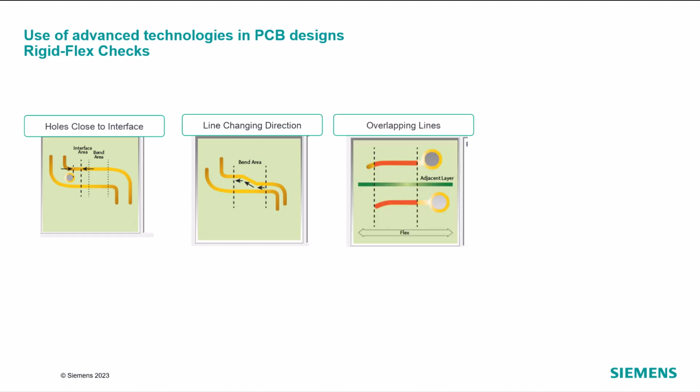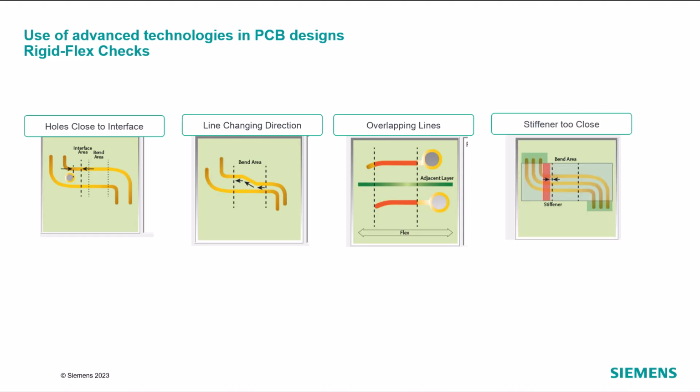Overlapping lines in a flex section. Traces on adjacent layers in a flex region that overlap will likely generate what is called an I-beam effect. This condition will negatively impact the flexibility of the flex region. Stiffener too close to a bend area. A stiffener placed too close to the bend area places additional stresses on the flex materials in that area that may lead to material defects.